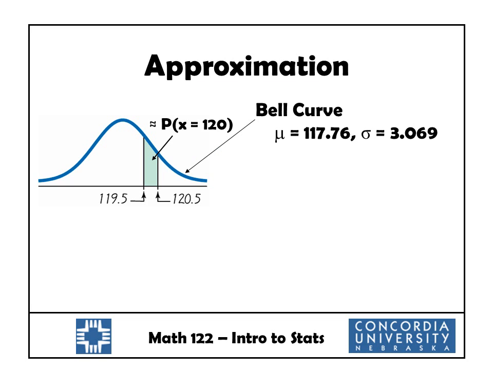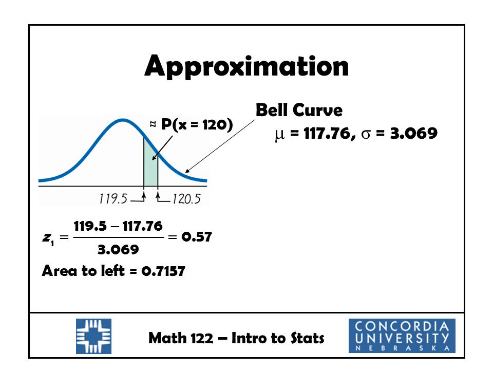So if we strip away the histogram and look at just the bell curve, we're dealing with a bell curve here with a mean of 117.76 and a standard deviation of 3.069. That was the mean and standard deviation of our binomial distribution that describes the number of people who show up. The probability that exactly 120 people show up is approximately equal to the area between 119.5 and 120.5. So let's calculate that area underneath that bell curve and compare it to the exact value that we calculated earlier.